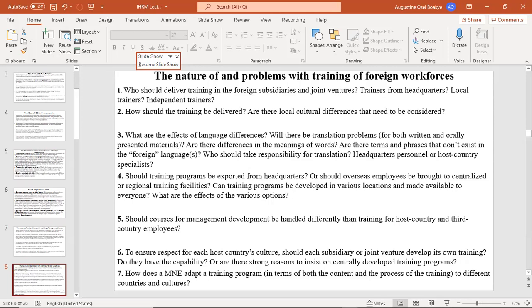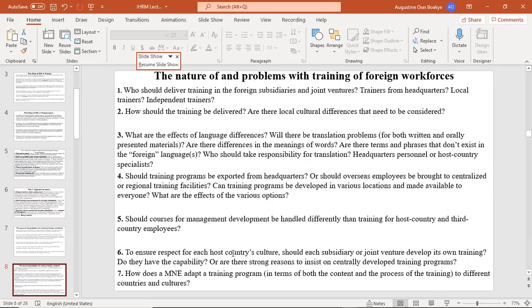If you decide to go for the headquarters one, which is exported to the subsidiary, what are the consequences? If you decide to develop the training programs in various locations, what are the consequences? That is, will it be disconnected from the corporate strategy, and so on and so forth? Now, number 5, should courses for management development be handled differently than training for host country and third country employees? These are questions that you need to grapple with.